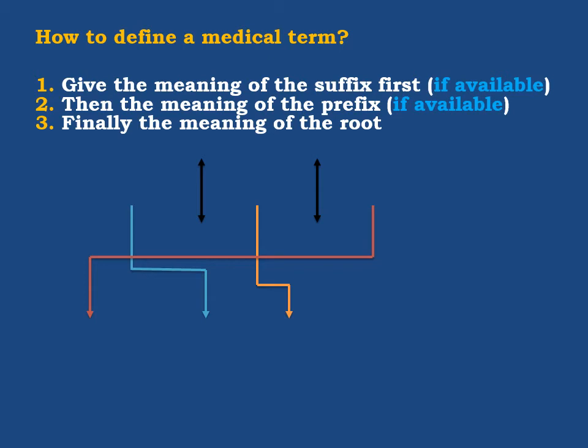Number 2, then the meaning of the prefix if available. Again, sometimes there might not be a prefix. So if there is a suffix and a root, we start with the suffix and then go to the root when giving the meaning, of course. So the final thing here in number 3, we add the meaning of the root.